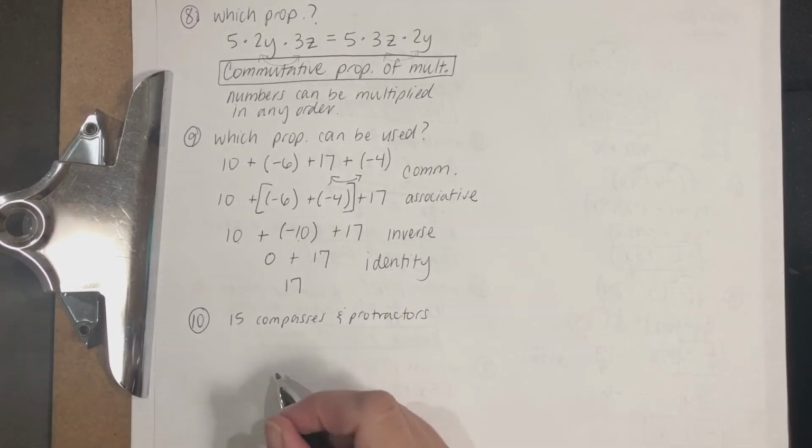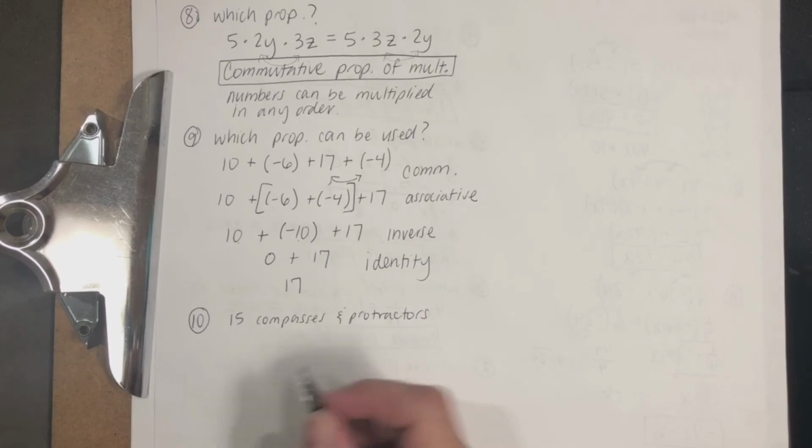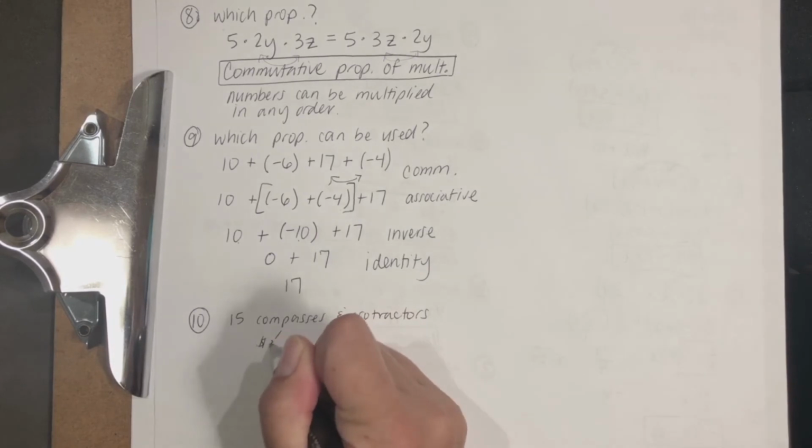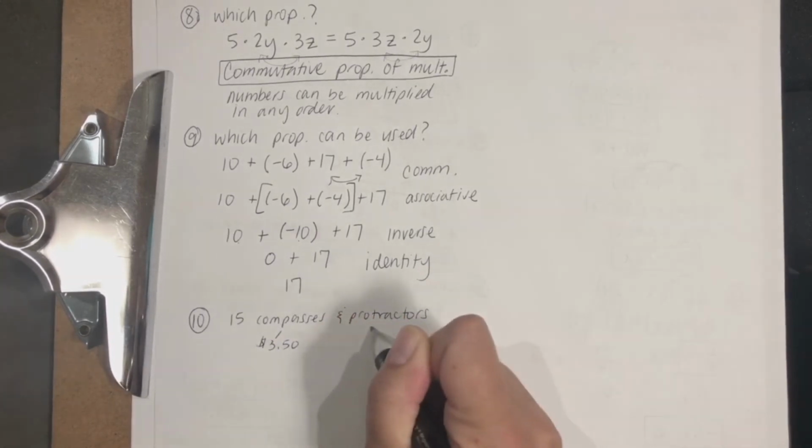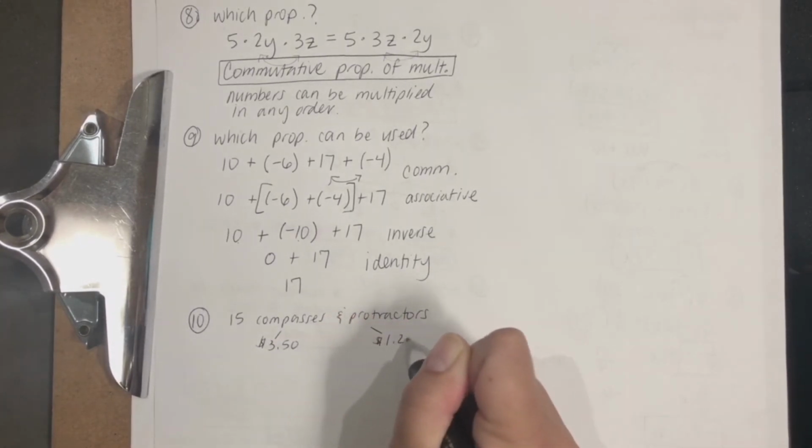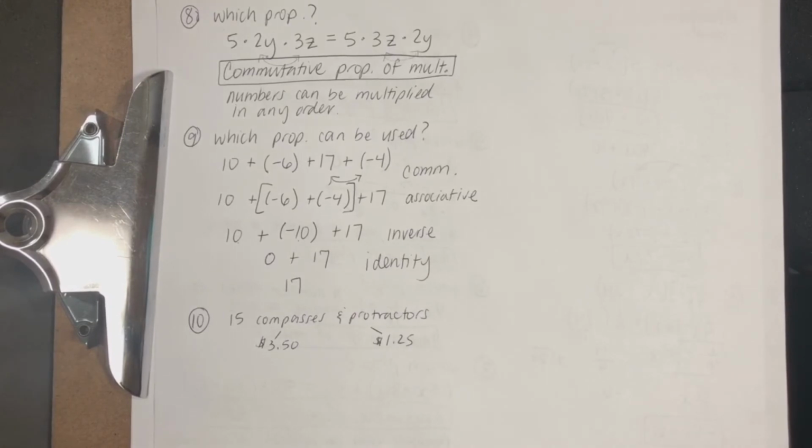Each compass costs $3.50 and each protractor costs $1.25. Write and simplify an expression using the distributive property to determine the total cost of the materials. So there's a couple parts here. First, we need to write the expression in a way so that we can use the distributive property.